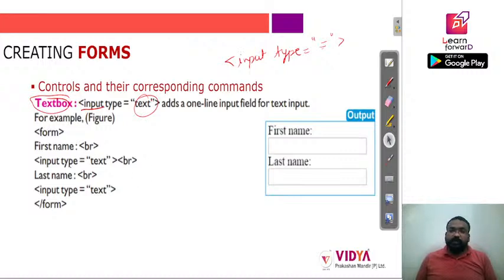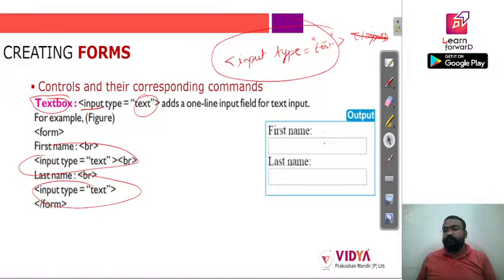So once you do it, it doesn't come in a pair, so you don't need to write a closing tag. You can simply write this command, and in the type you define text, and this control would be created on your HTML. So over here you can see we have created two input boxes, first name and last name, to get the information of the user.